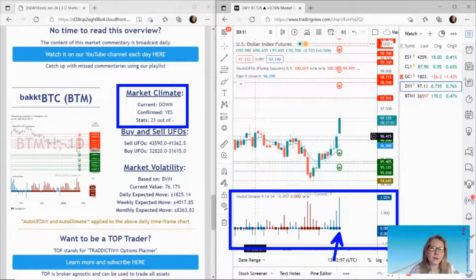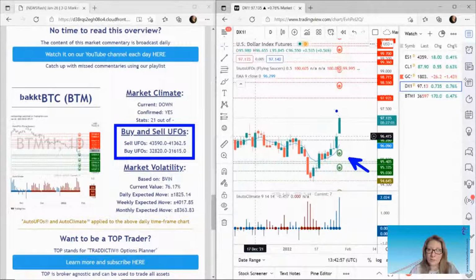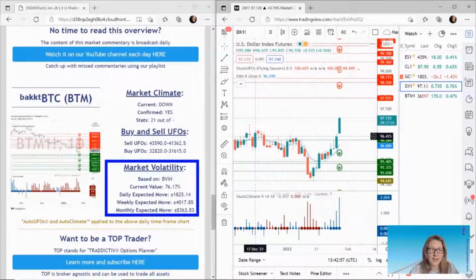Did we have a thick blue dot and therefore probability was up? Did we have a thick red dot and therefore probability was down? Or did we have a thin dot of either color and therefore probability was neither way? We looked at that per market. We then looked at buy and sell UFOs, where we had buyers and where we have sellers that could push price up or down respectively. And then we looked at volatility, which is how quickly we expect those markets to move or how far we expect them to move within given periods of time.